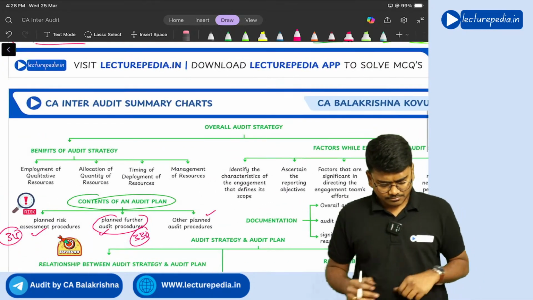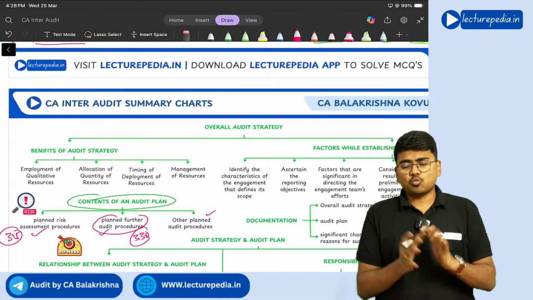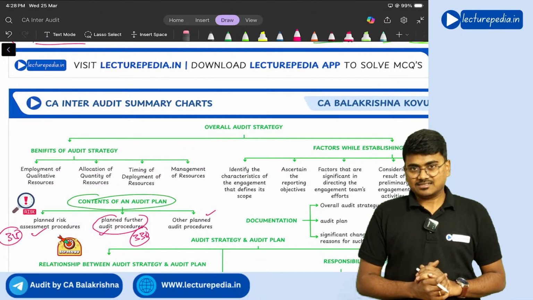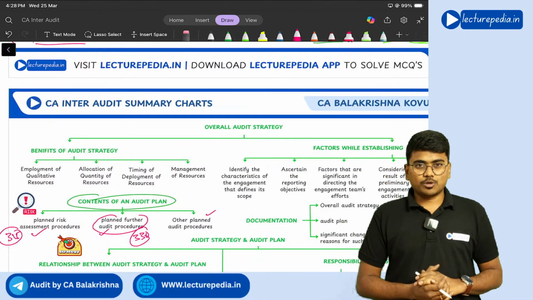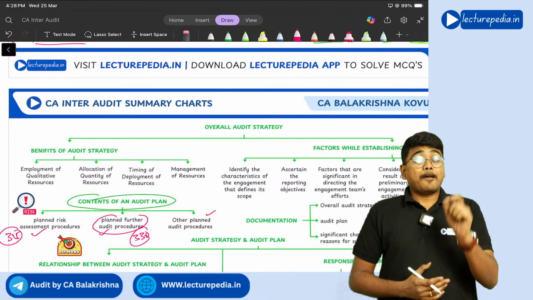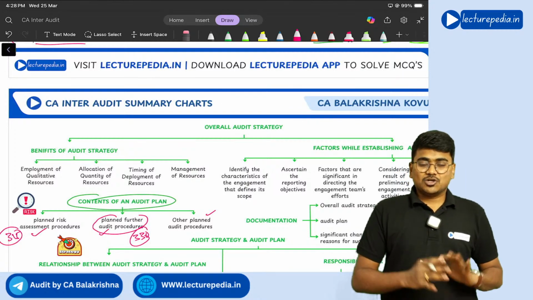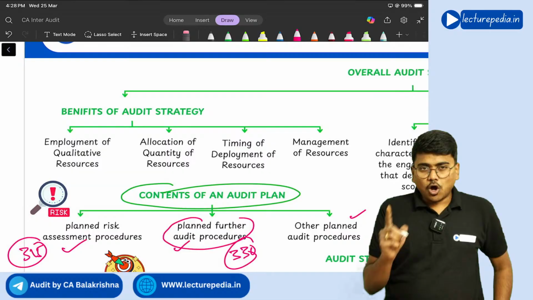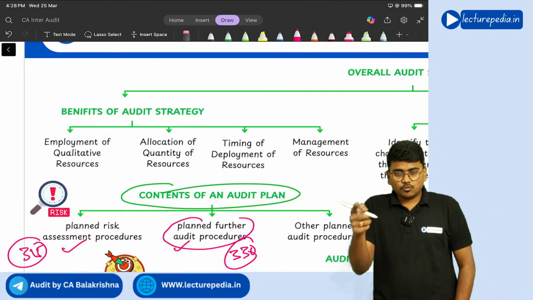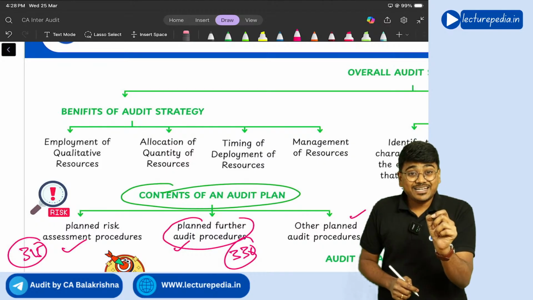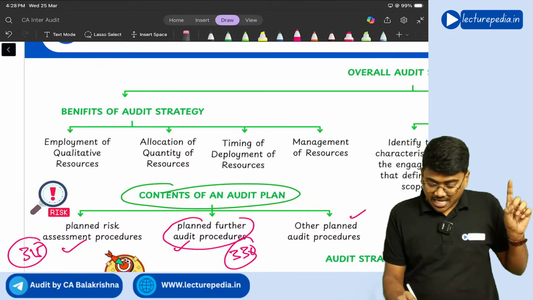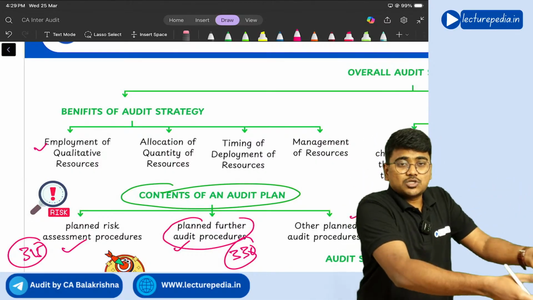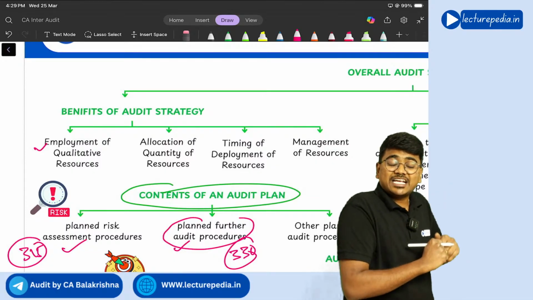Next, some points with respect to the overall audit strategy. I have already explained what will be there in the overall audit strategy, right? We will see some more concepts with respect to it. Firstly, we will be seeing the benefits of overall audit strategy. So what benefits will you get because of the overall audit strategy? All the benefits that you get because of the overall audit strategy are related to resources, like employment of qualitative resources. So which type of resource should be included in your engagement team?